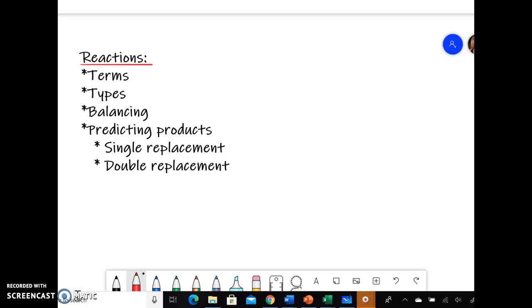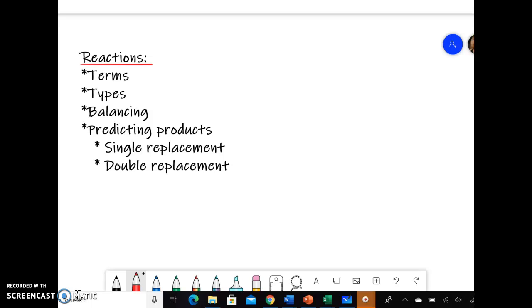The arrow is in the middle, and to the left of the arrow are the reactants. These are the things that you start with, and they're separate to begin with. And then on the right of the arrow are the products, and those are the new substances that have different chemical bonds than the reactants had.